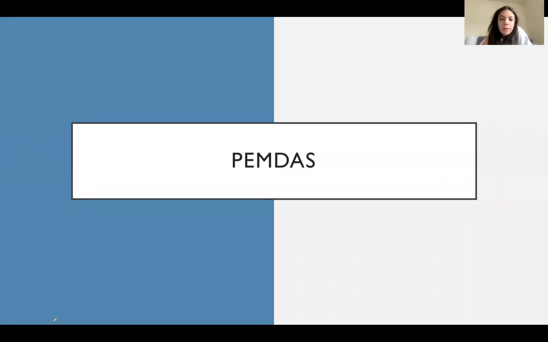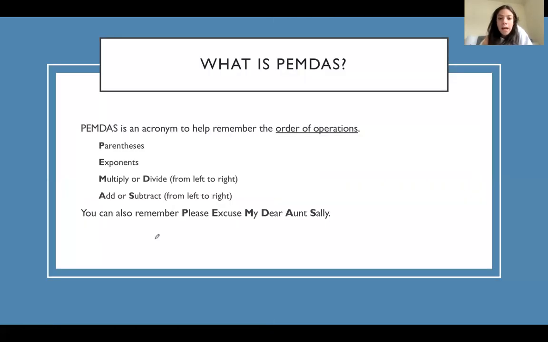Hi everyone, so today we're going to be going over PEMDAS and order of expressions. So PEMDAS is an acronym to help remember the order of operations. P stands for parentheses, E stands for exponents. In an equation, parentheses look like this. Exponents look like this.